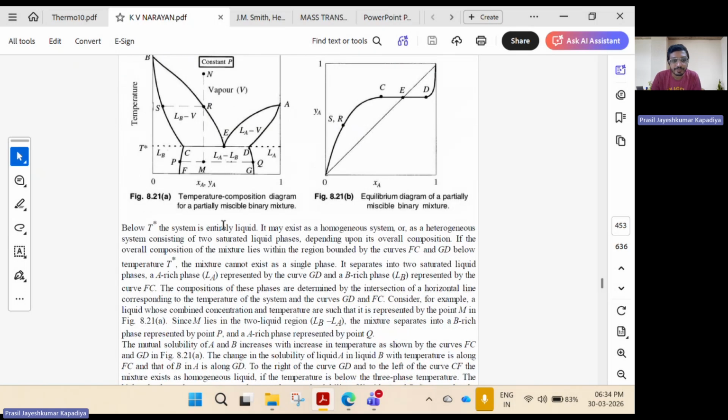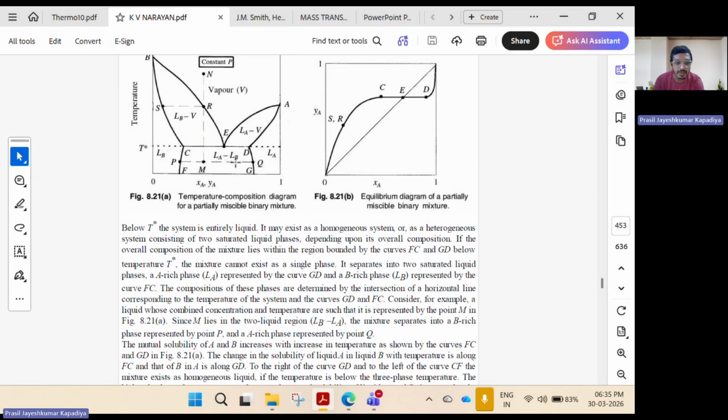Okay. Now let's talk about what is below T star, where three phases coexist. Below T star, we see that the system is entirely in the liquid phase. Here there is pure liquid B, pure liquid A, and La, Lb. So below T star, the system is entirely liquid. It may exist as a homogeneous system or a heterogeneous system consisting of two saturated liquid phases, depending on its overall composition.